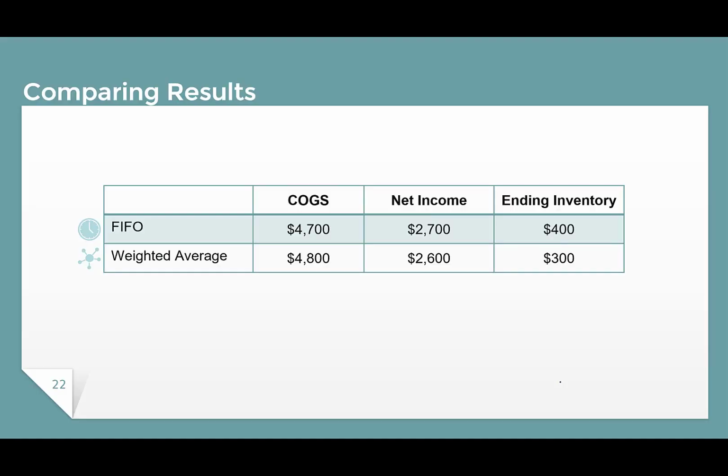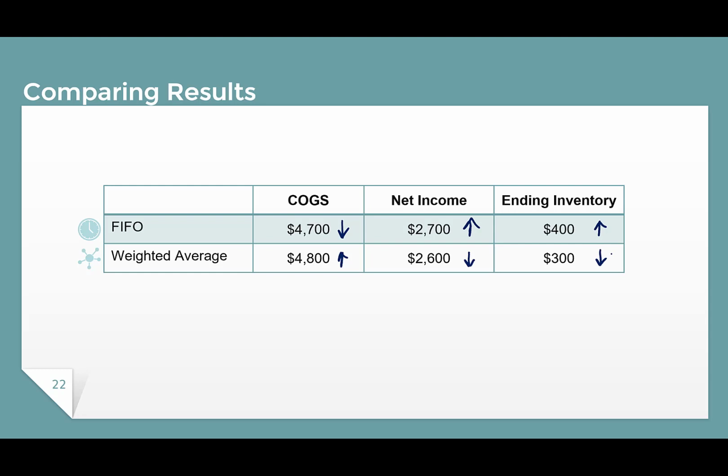We can see from this table that choosing one cost formula instead of another, when our inventory is interchangeable, has an effect on both the income statement and the balance sheet. When the inventory costs rise over time, for companies that use FIFO, COGS is lower, which results in a higher net income. FIFO also leaves the company with a higher ending inventory value. For companies using weighted average, they have a higher cost of goods sold, which results in a lower net income, and they also end up with a lower ending inventory value.